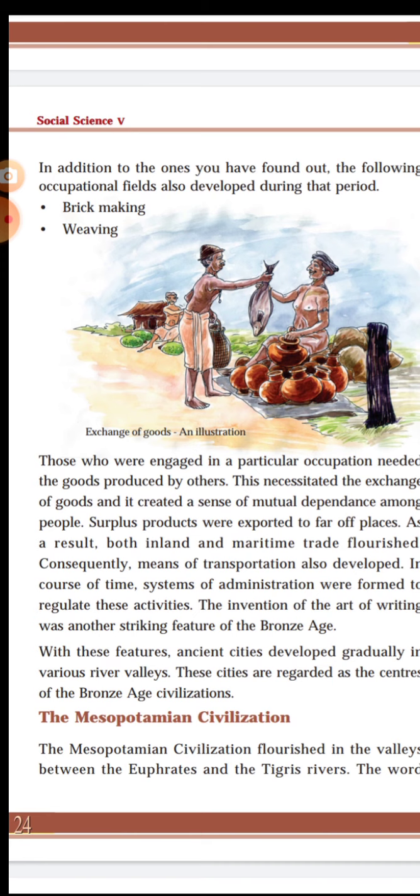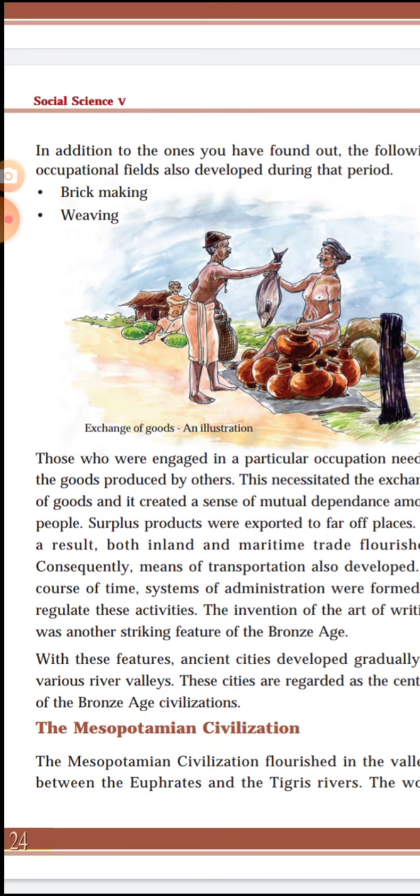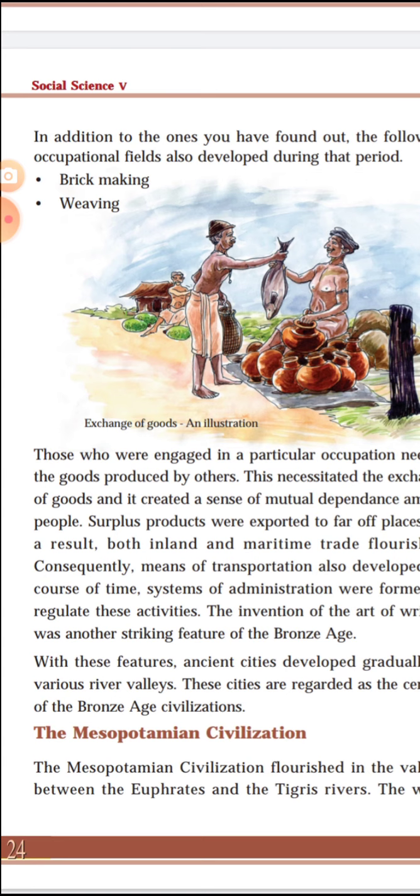Now, we have discussed various ages. Copper Stone Age, that is Chalcolithic Age. Then Bronze Age. What are the changes that happened in the life of people? All the things we have studied in today's class. I think all of you got it.